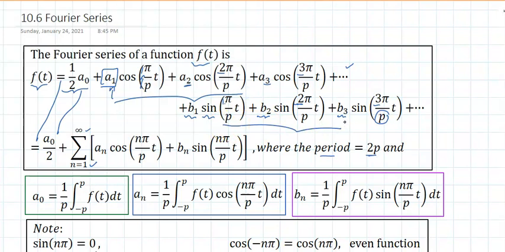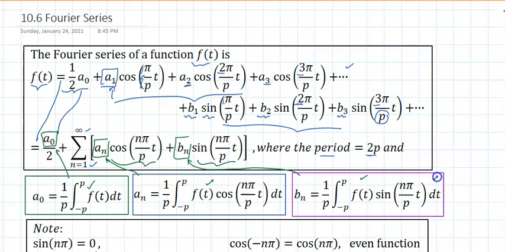So, what's the catch? This is fixed. You need to find this, it's right there. And you need to find this, and this. So the way it works, I need to find a sub 0. Once I find a sub 0, I throw that in. Once I find a sub n, I throw that in. And once I find b sub n, I throw that in. And that's pretty much the series. That's how it works.